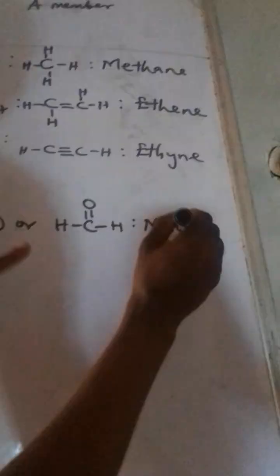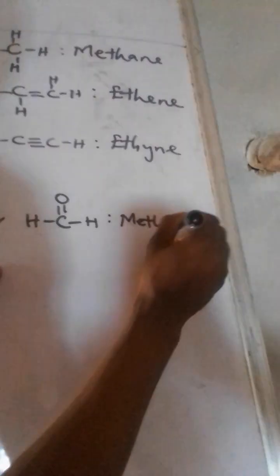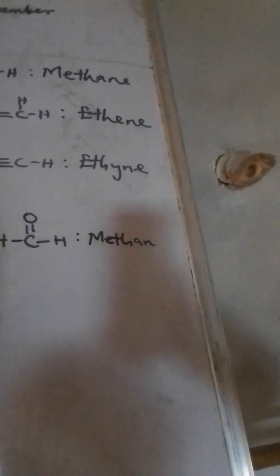So, as if you are naming it methane, but it's not methane, you remove the last E and put Al. Remember, the homologous series is alkanal. Al should end every name of the member. Every member's name should end with Al. So the name of this is methanal.